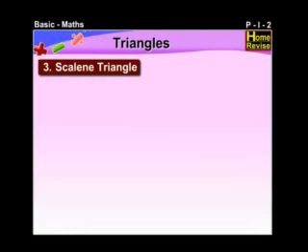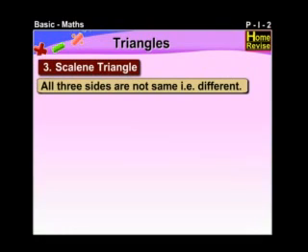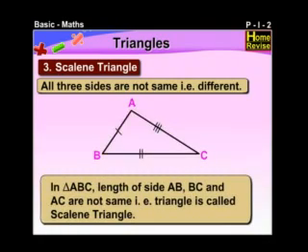Number 3, scalene triangle. In a scalene triangle, all 3 sides are not the same, that is different. Take one example. In triangle ABC, lengths of sides AB, BC and AC are not the same. That is, the triangle is called a scalene triangle.